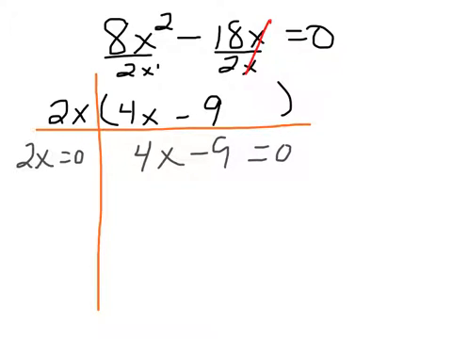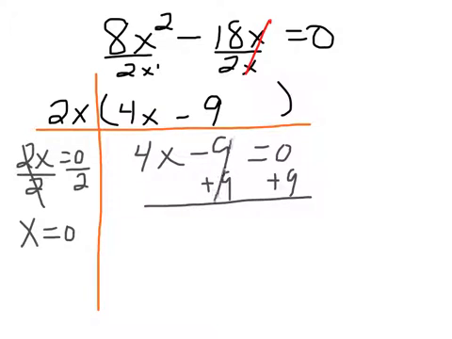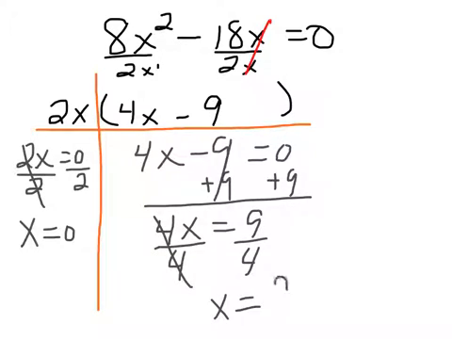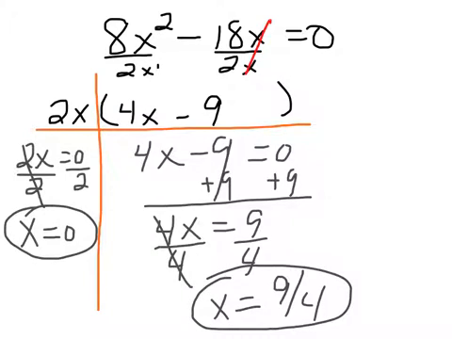Common mistakes that I saw: people trying to separate this 2 and this x by subtracting it to the other side. That is not correct. You want to divide by 2 over here. That says 2 times x, so I'm going to divide. X equals 0. On the right hand side, I'm going to add 9, and then divide by 4. I have 2 roots. The first root I have is x equals 0. The second root I have is 9/4.